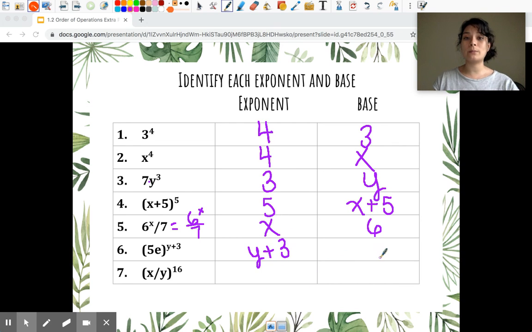If it's a superscript, the entire thing is your exponent. And I see parentheses, so because my exponent's on the outside of that set of parentheses, everything on the inside of the parentheses is my base. So my base here is not just the e, but 5 times e. And lastly, number 7, the superscript tells me what my exponent is, which is 16, and everything's contained in parentheses here. So everything in that set of parentheses, the entire quotient that we see, that's my base.